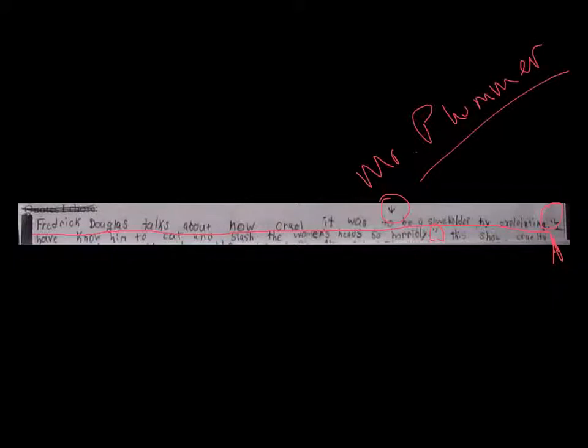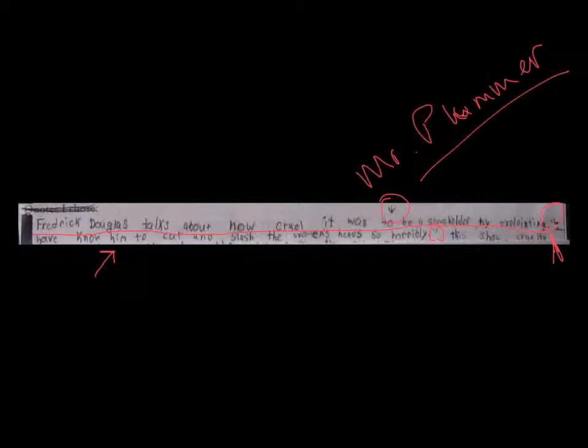Now find the lead in to this quote. Pause this now. If you found the lead in right here, you are correct. Frederick Douglass talks about how cruel it was to be a slaveholder by explaining, comma, she added that little comma there, "I have known him to cut and slash into women's heads so horribly." So what she did here with this little arrow, she had written Mr. Plummer up above here. So she was going to add a little bit more information to the reader so that we know who the slaveholder is and who is actually him.